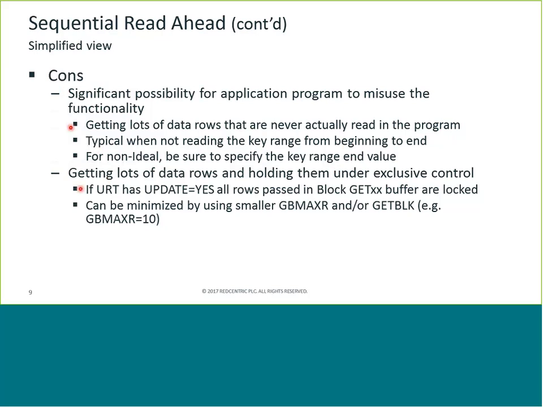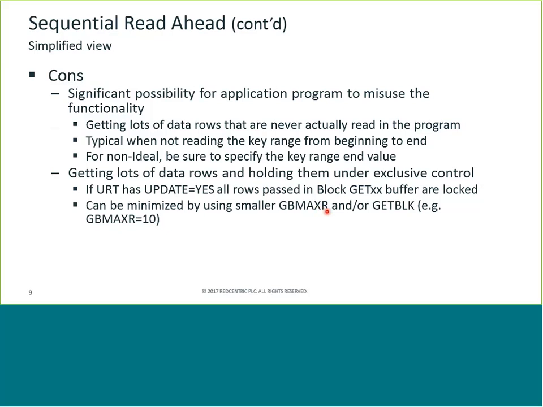Another con to this is if you get lots of data rows holding them under primary exclusive control. Because we're getting blocks of data, if you're reading it for update, it's got to read not just one row for update, it's got to read 100 rows or 1,000 rows, however many it can fit into that GETBLK value, and hold them under its control, because you might update them in your application. So if the URT has update equals yes in a GETIT situation, all of those rows are locked. So that's a case where you might actually want to specify GBMaxR considerably lower than the 255 value.